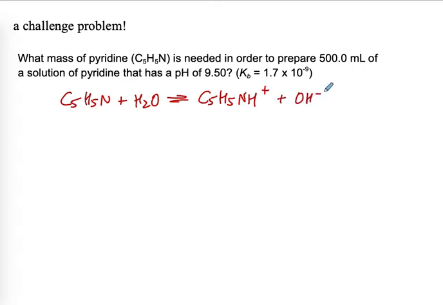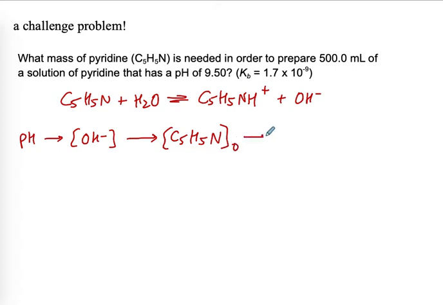So, in order to solve for the mass of pyridine, I think what we're going to have to do looks something like this. The pH is going to let us calculate the hydroxide ion concentration. And from the hydroxide ion concentration, using Kb in the Kb expression, we're going to need to calculate the initial concentration of pyridine, which I think is going to let us calculate the mass of pyridine needed using the volume and molarity.